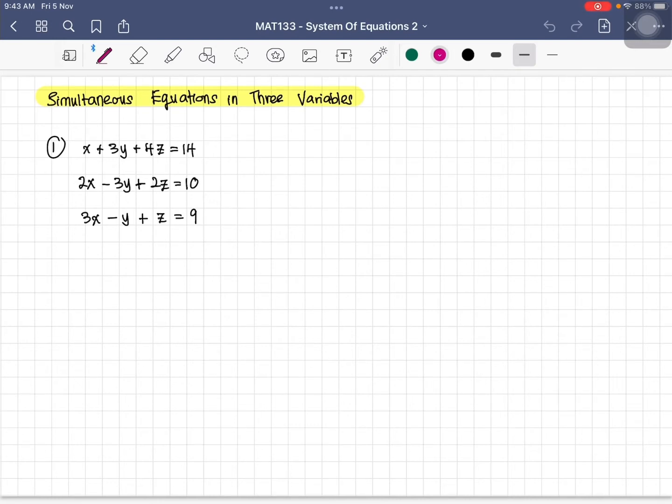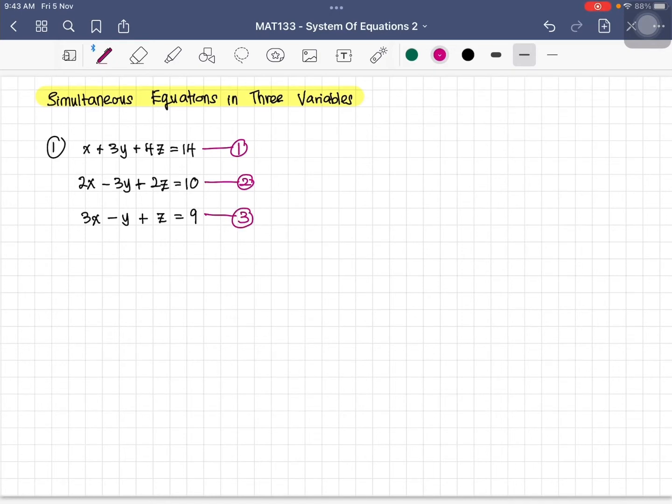Before this, we have learned about simultaneous equations in two variables, but now we are going to look at equations with three variables. Suppose we have x, y, and z for the first question here. The first thing we do is label each equation with a number: equation 1, equation 2, and equation 3.